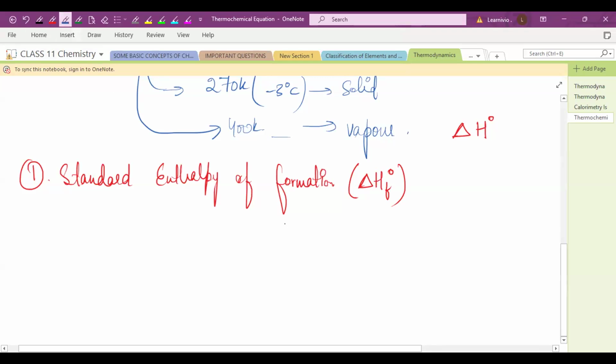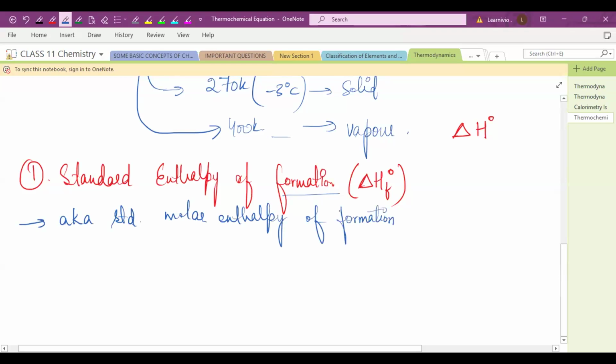And formation means you will talk about the product here. So that is the standard enthalpy of formation, and this is also known as standard molar enthalpy of formation.